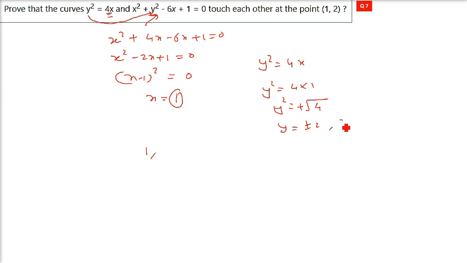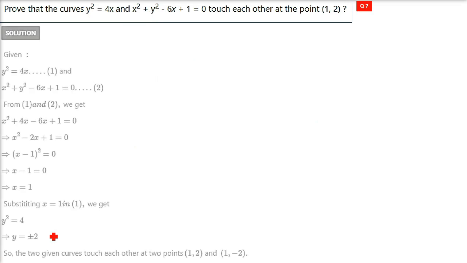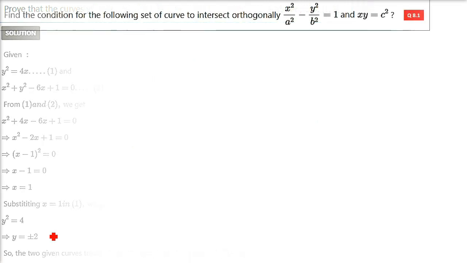So what will be the combination? 1 and 2 and 1 and minus 2. 1 and 2 and 1 and negative 2. So these are the two pairs where these two curves are actually not touching, they are intersecting. You can say that these two curves touch or intersect at 2 points.